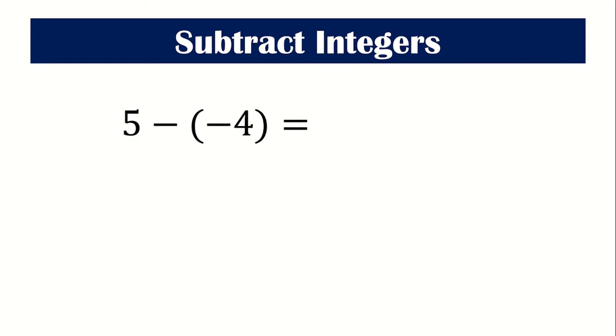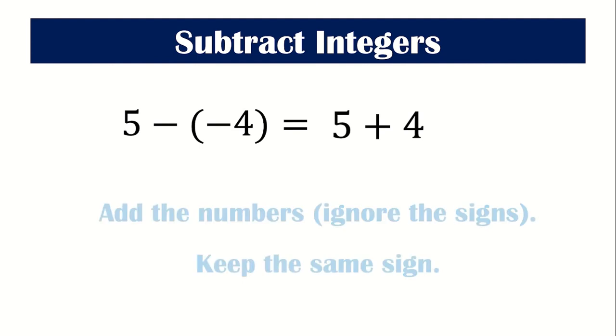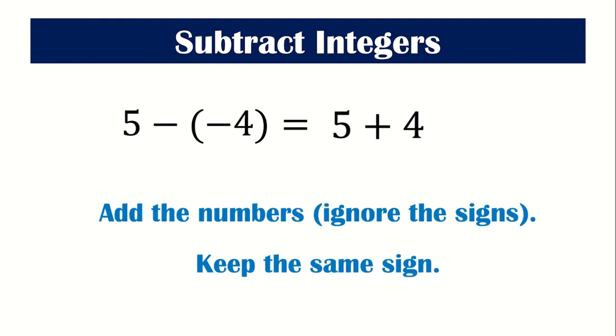How about 5 minus negative 4? So it's negative 4 in here, and its opposite is positive 4. So that would be the same as 5 plus 4. And then follow the rules in adding integers. Both are positive, so add the numbers by ignoring the signs, or you can think again of it as adding the absolute value of each number. And then keep the same sign. 5 plus 4 is 9. Both are positive, so positive 9.